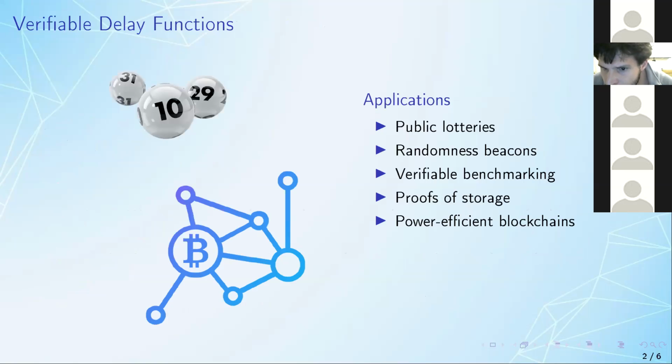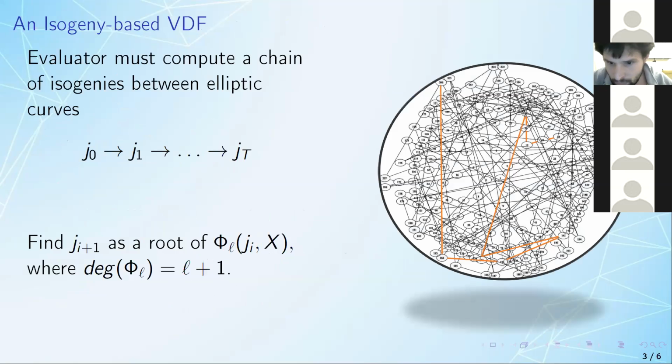And VDFs actually turn out to be very interesting primitives. They have a lot of applications, including public lotteries, randomness beacons, verifiable benchmarking, proofs of storage, and power efficient blockchains. So what we propose is that we can build a VDF where the evaluator must compute a chain of isogenies between elliptic curves. So what I have represented here in this graph, each vertex is a different isomorphism class of elliptic curves, which are represented by a special quantity called the j-invariant, and the lines between them are isogenies.